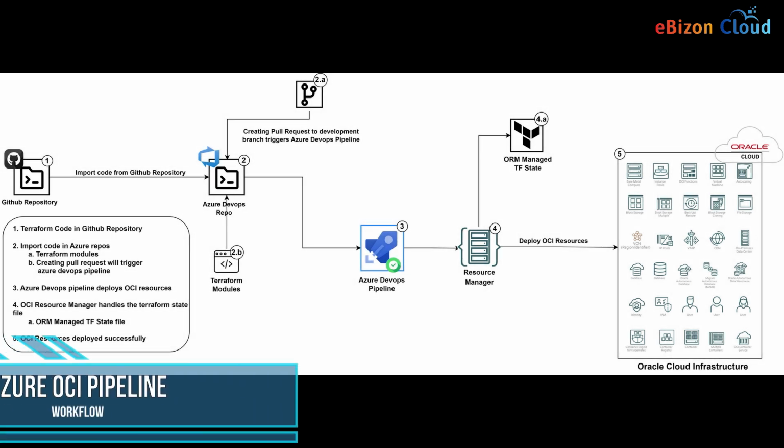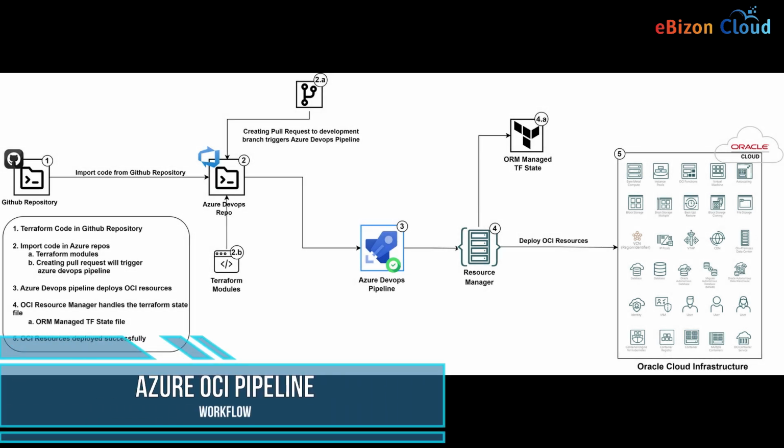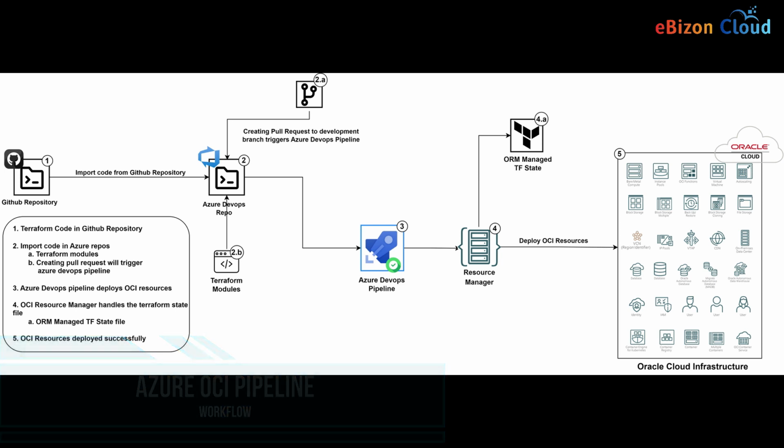Transfer code in GitHub repository. Import code in Azure repos as Terraform modules. Creating pull request will trigger Azure DevOps Pipeline. Azure DevOps Pipeline deploys OCI resources.